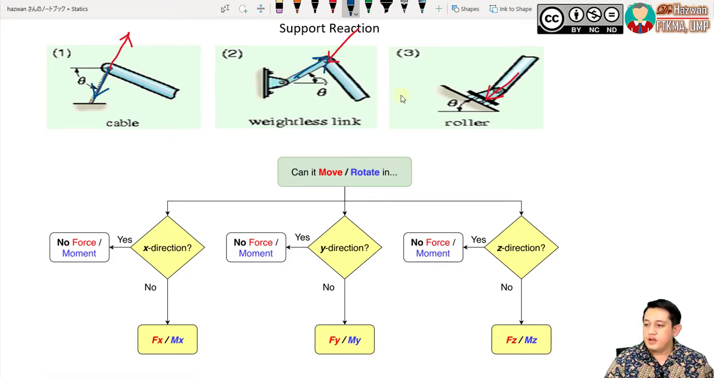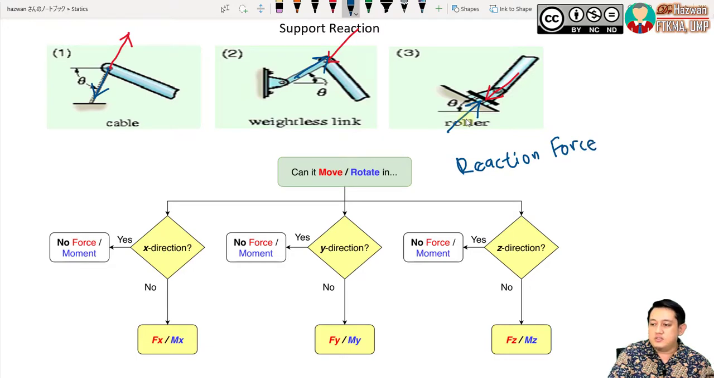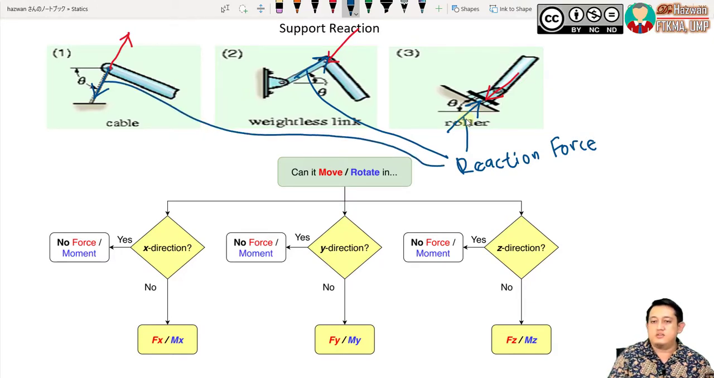And what about the roller? As I mentioned earlier, we cannot push this rod downwards in this direction, because we will have a reaction force. So these three are the reaction forces: this one, and also this one. Easy, right? I think for me it's very easy.